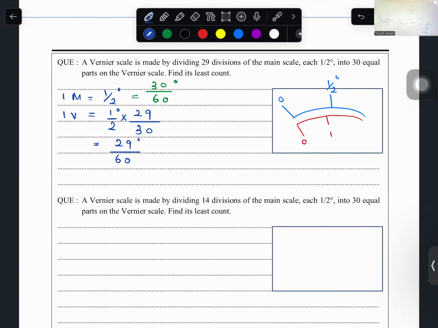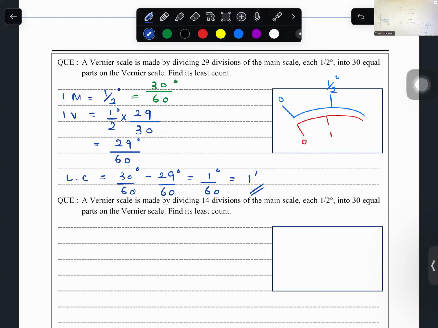So now the least count should be 30 over 60 minus 29 over 60. That means 30 minus 29, it's 1 over 60 degrees, meaning 1 minute, right? 1 over 60 degree means 1 minute. You have learned about this in your O levels, right? Minutes and seconds. If we divide a degree into 60 parts, that is called a minute.